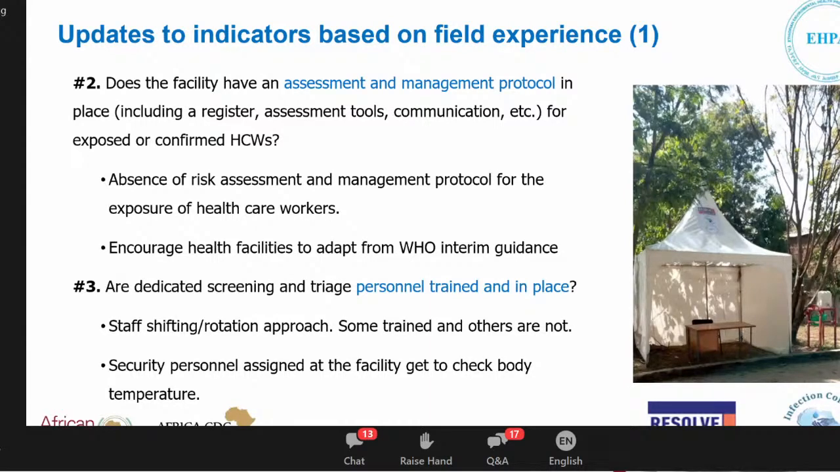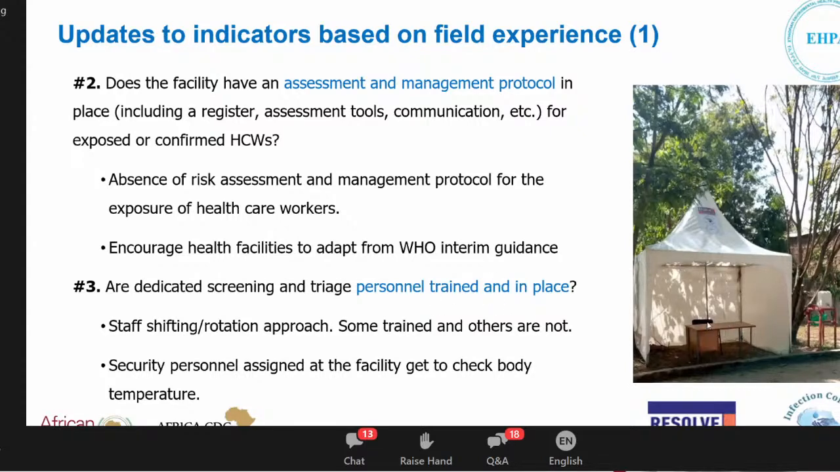So this indicator is a little bit challenging to achieve. The indicator is very nice. Maybe it is challenging to achieve because it is not well adapted at a country program. And coming to indicator 3, it's about having a dedicated trained person in place for triage. As you can see, this is the support from the first phase project. You can see on the top, the canopy, this is a very nice canopy, which is supported by the project.